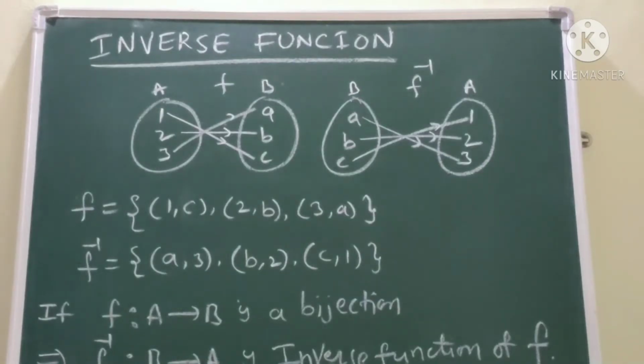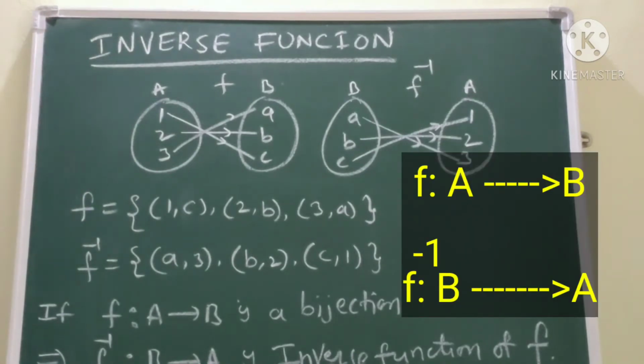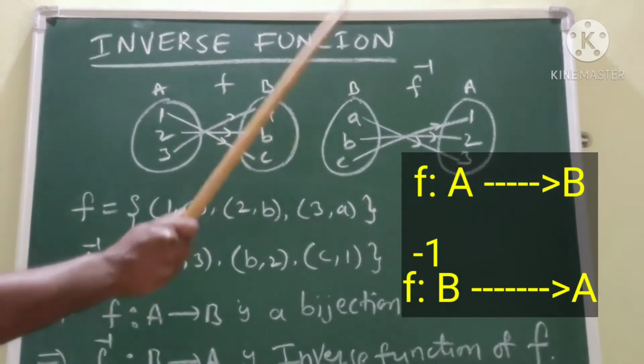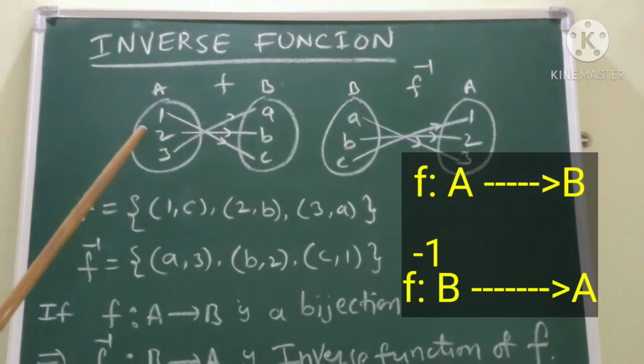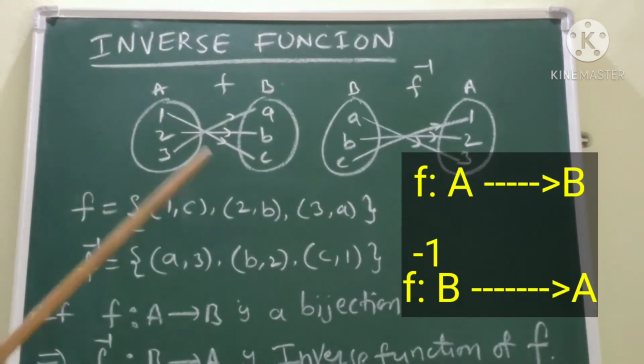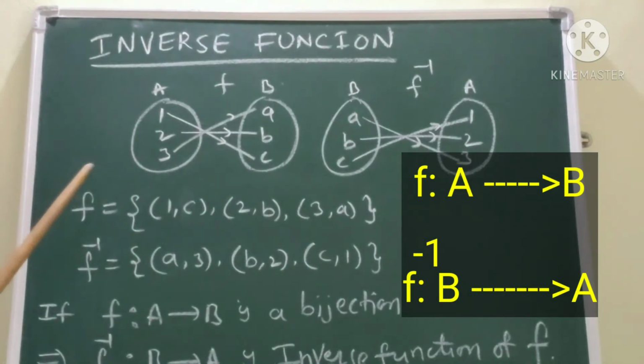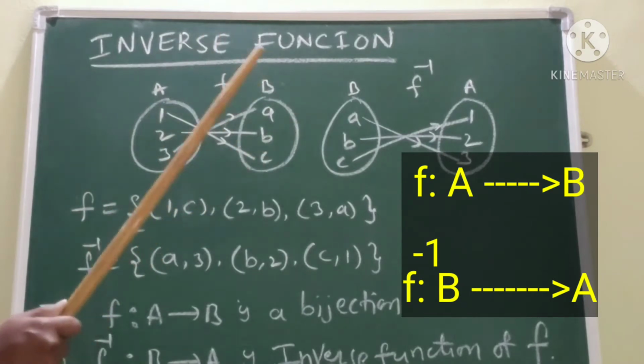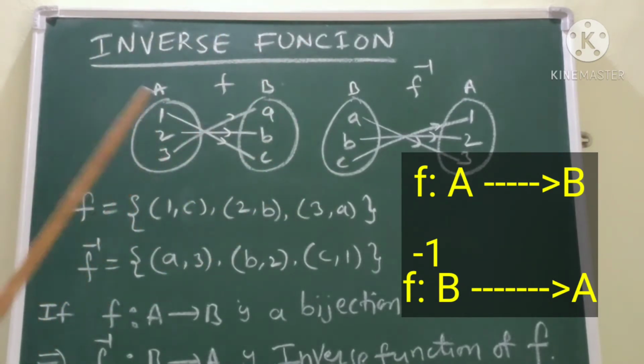Now let us discuss about inverse function. Here inverse function means, let us say that f maps A to B be a bijective function, then f inverse maps B to A is called inverse function of f. Here if f is bijective function, then f inverse is also bijective function.